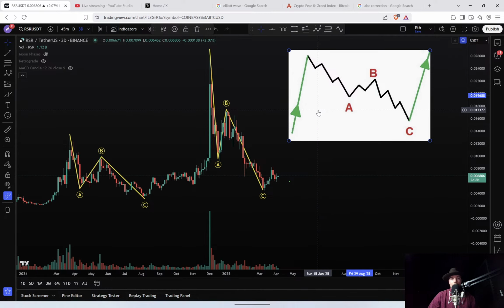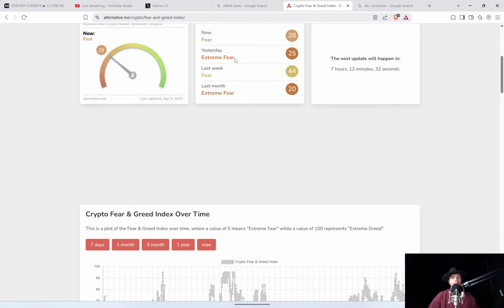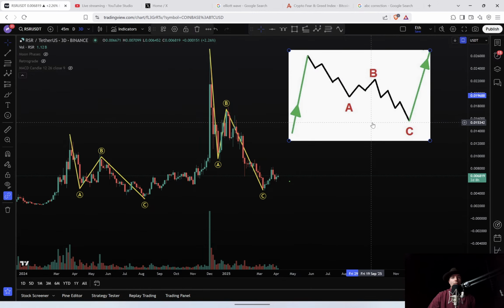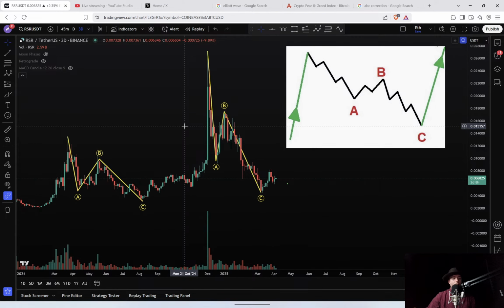So just stay focused on what really matters. And what really matters is these ABC corrections, the fact that the market's oversold, and the fact that we're in a state of fear. Yesterday we were in a state of extreme fear on the Fear and Greed Index. That goes to show just how big the opportunity is for buyers in this market. This is a buyer's market, not a seller's market down here.